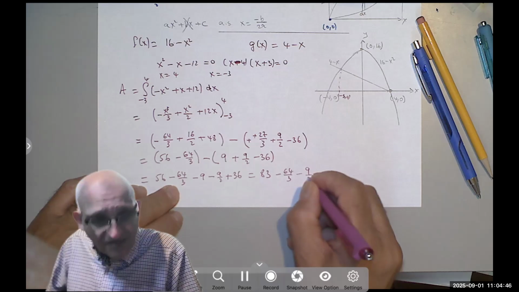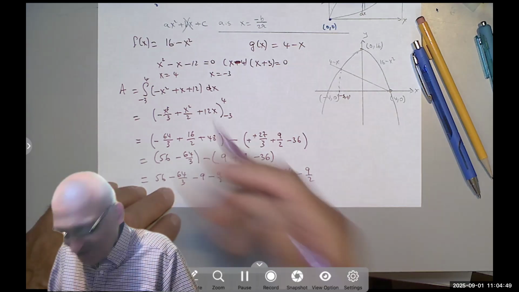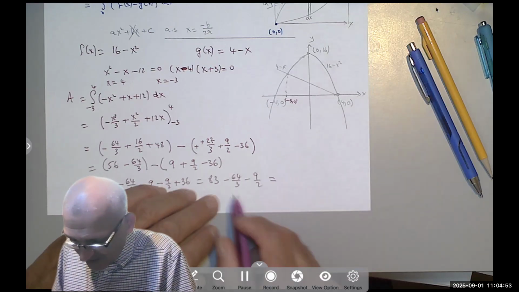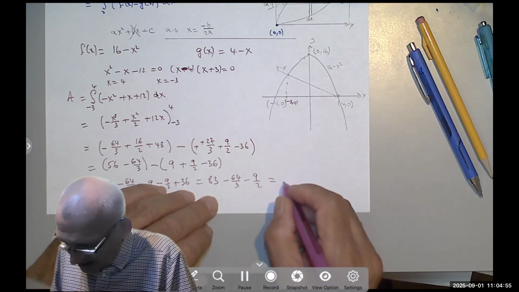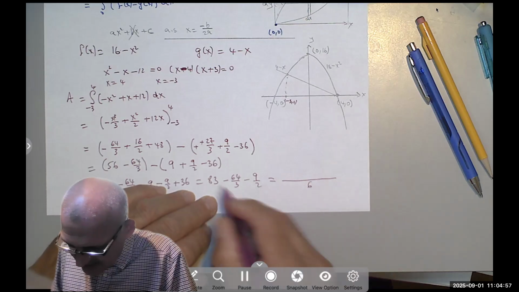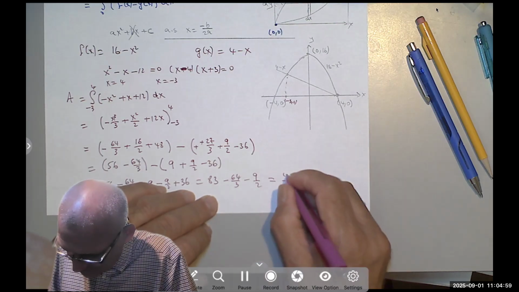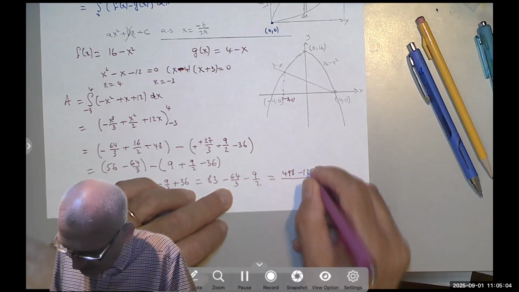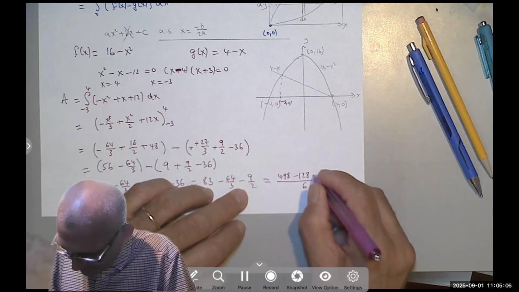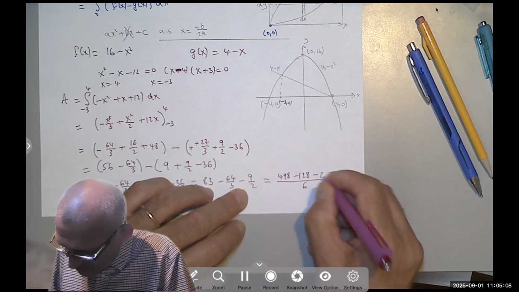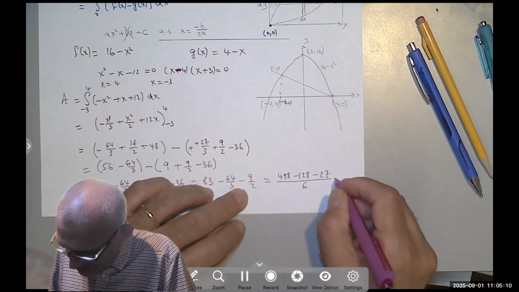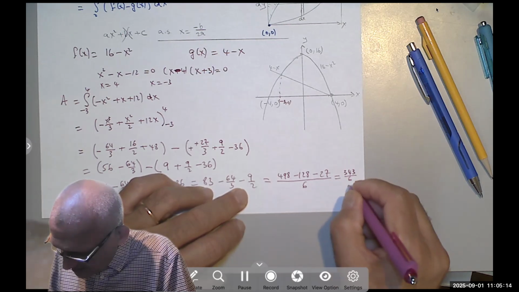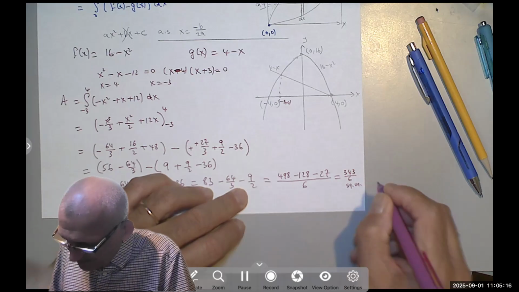Well, as I said, you can use the calculator. You don't have to do all of that. But if you want to show your work, here you have a 2 and a 3, so you take a common denominator of 6. 6 times 83 is 498. 2 times 64 is 128, so a difference of 370. And 3 times 9 is 27. 370 minus 27 is 343 over 6 square units.